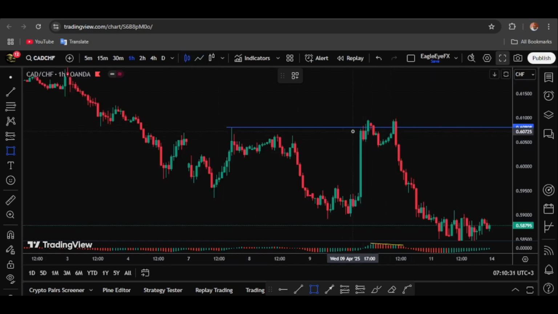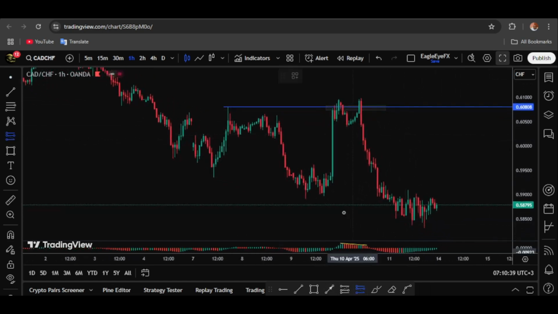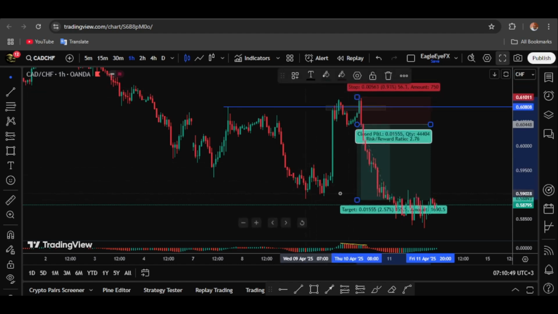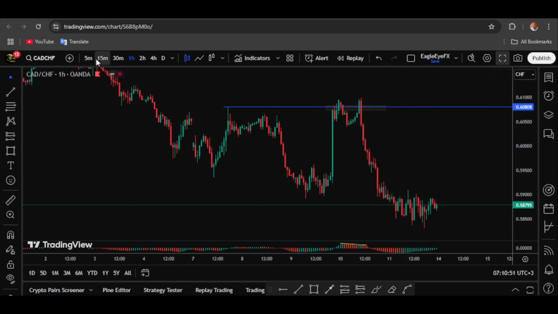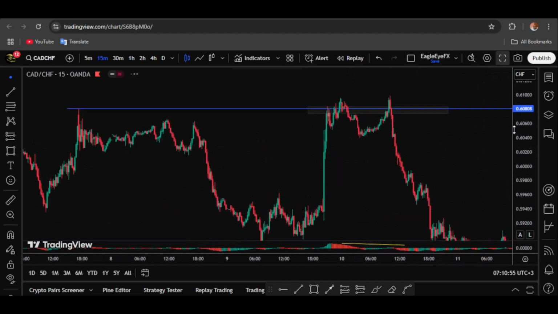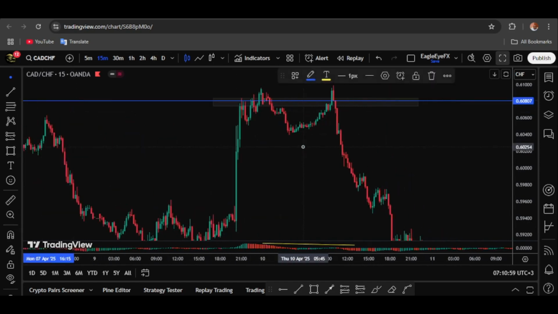So definitely this is the level where you'll be interested in your entries. Of course, after this bearish engulfing candlestick, you could have entered there, placed your stop loss round about there, and then this could have been your target. All right, but now I want to show you how you can maximize the lower time frame, maybe the 15 minutes time frame above.